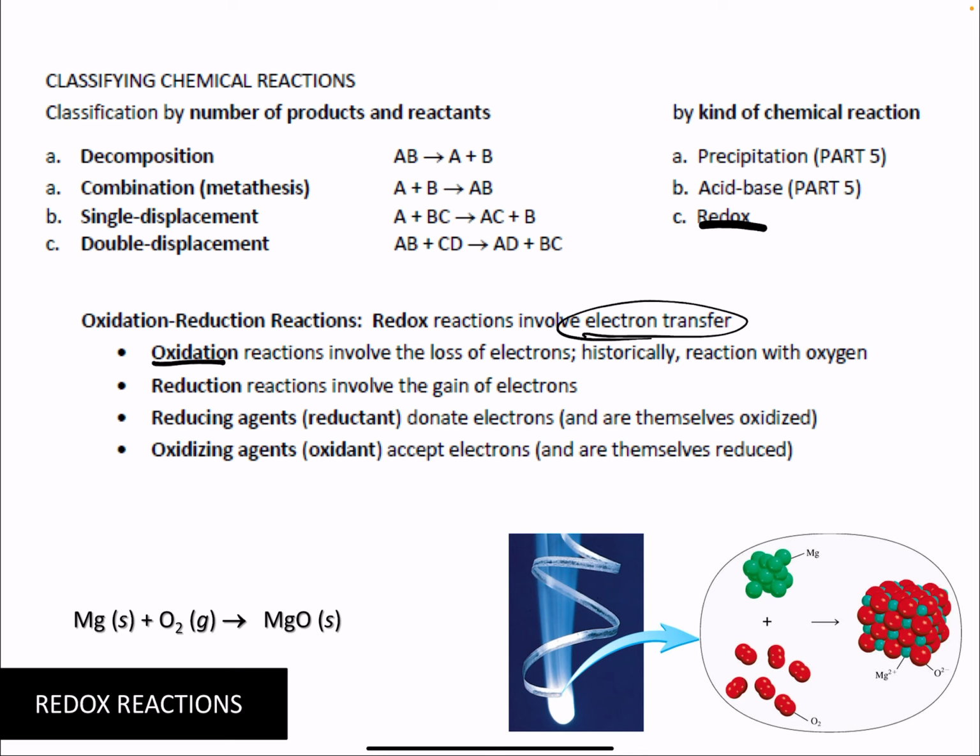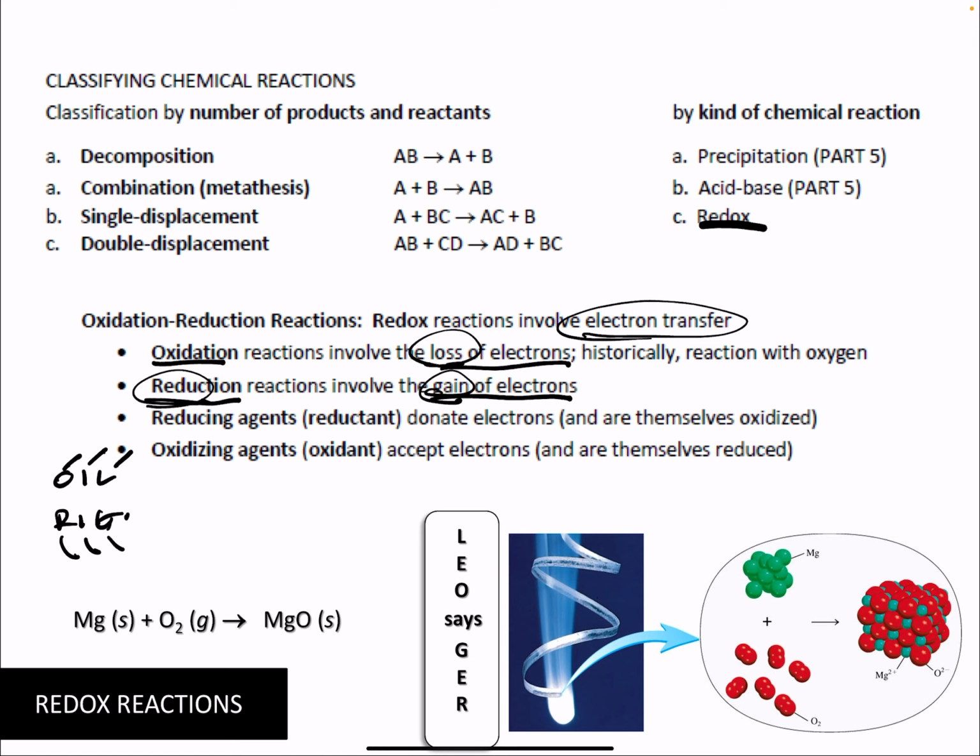Oxidation is the loss of electrons. Reduction is the gain of electrons. And there are some mnemonics for that. Do you know any? Most people know OIL RIG. Oxidation is losing. Reduction is gaining. I prefer LEO says GER because lions are cool. Lose electrons, oxidation. Gain electrons, reduction. Either way, it's true.